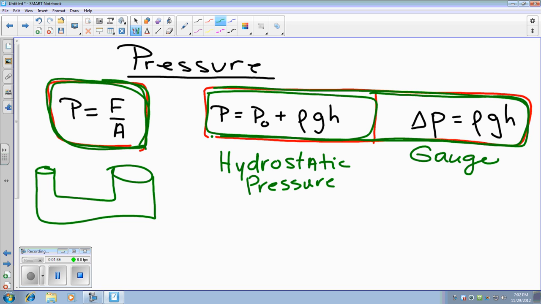Don't be thrown off if you see a multiple choice question where you're given the area, but then you're also given some of these other variables, density, height, gravity. The area is not important for either of these equations. All we need to know is the density of the liquid, the gravitational constant, and then the height or the depth that the water's at.